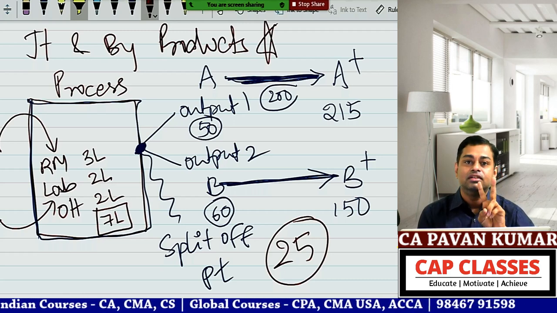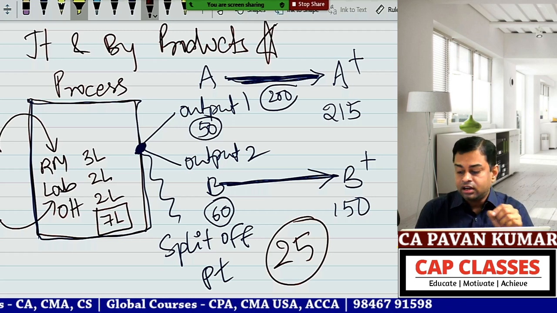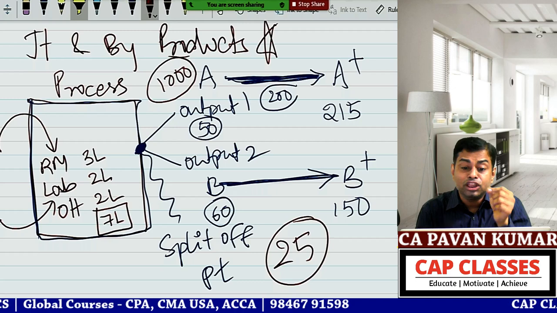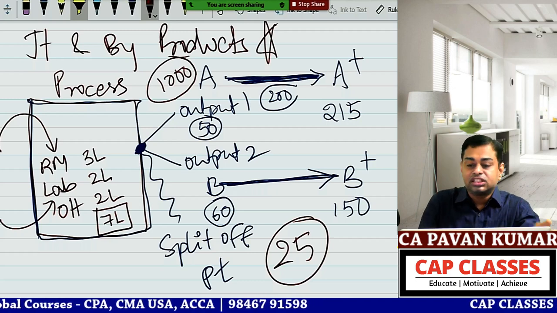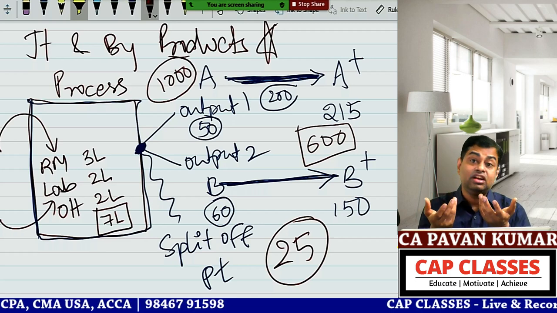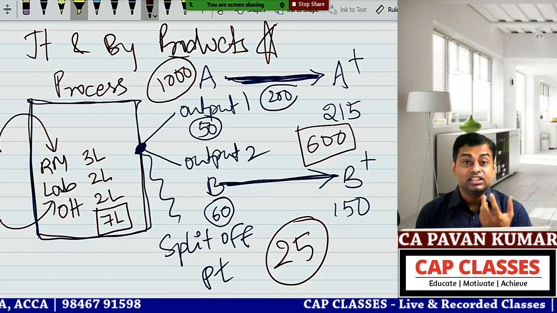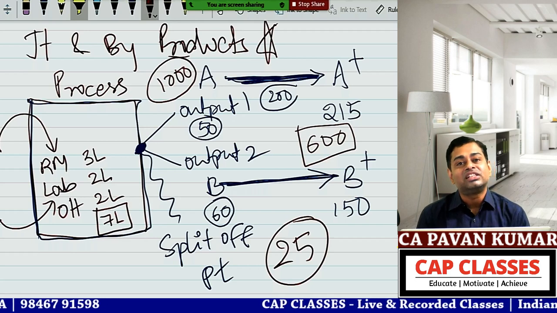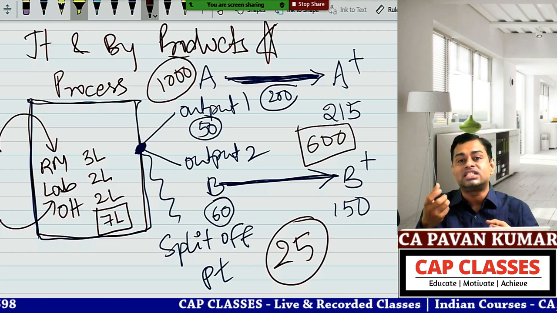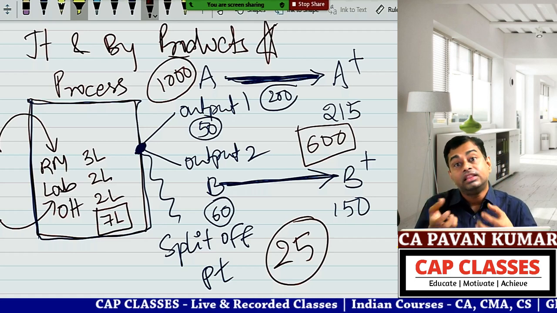I said there are 2 points. Oh my God. What are the 2 points? At split-off point, 1000 cages of A came. After further processing, it could be 600 cages of A plus only, or 700, or 200, or 800 cages of A plus. Or sometimes it could be 20,000 units of A plus. A is in cages, and if A plus is in units, here 1000 cages are there, and there 20,000 units came. Then how will you make a decision?